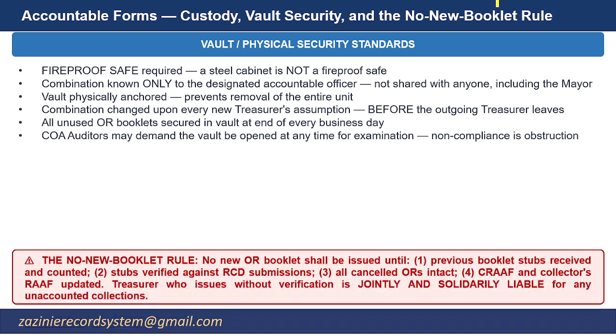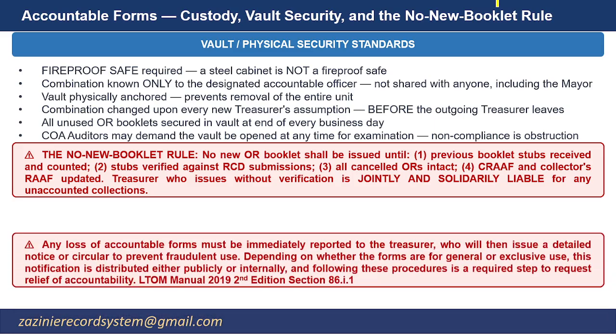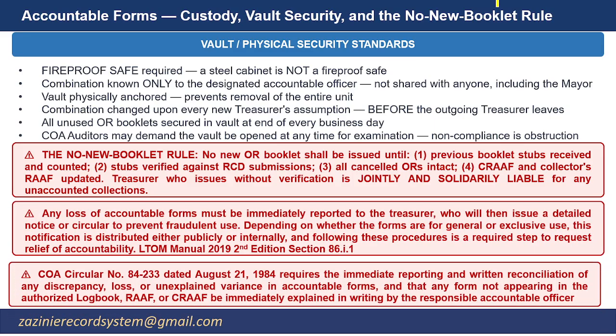Special attention on what to do when an accountable form is genuinely lost. Report immediately to the treasurer, who must issue a formal written notice to prevent the lost form being used fraudulently. This notification is a required step before any request for relief from accountability can be considered. Commission on Audit Circular No. 84-233 requires immediate reporting and written reconciliation of any discrepancy or unexplained variance, however small.